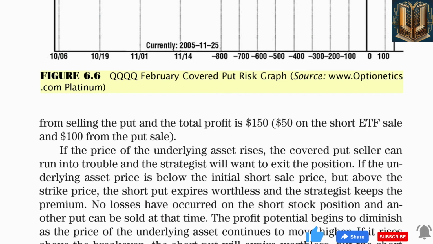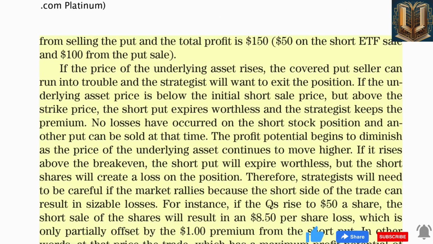From selling the put, and the total profit is $150, $50 on the short ETF sale and $100 from the put sale. If the price of the underlying asset rises, the covered put seller can run into trouble and the strategist will want to exit the position. If the underlying asset price is below the initial short sale price, but above the strike price, the short put expires worthless and the strategist keeps the premium. No losses have occurred on the short stock position and another put can be sold at that time.